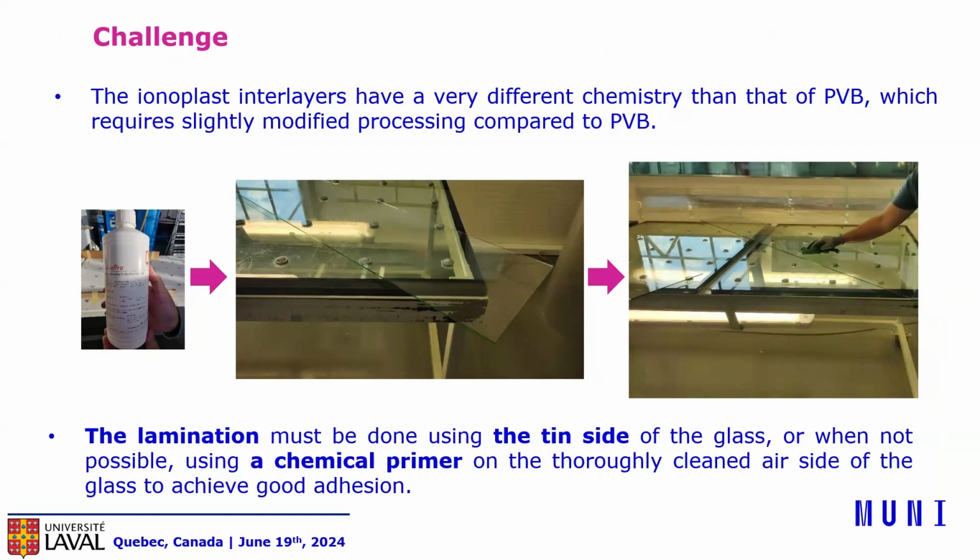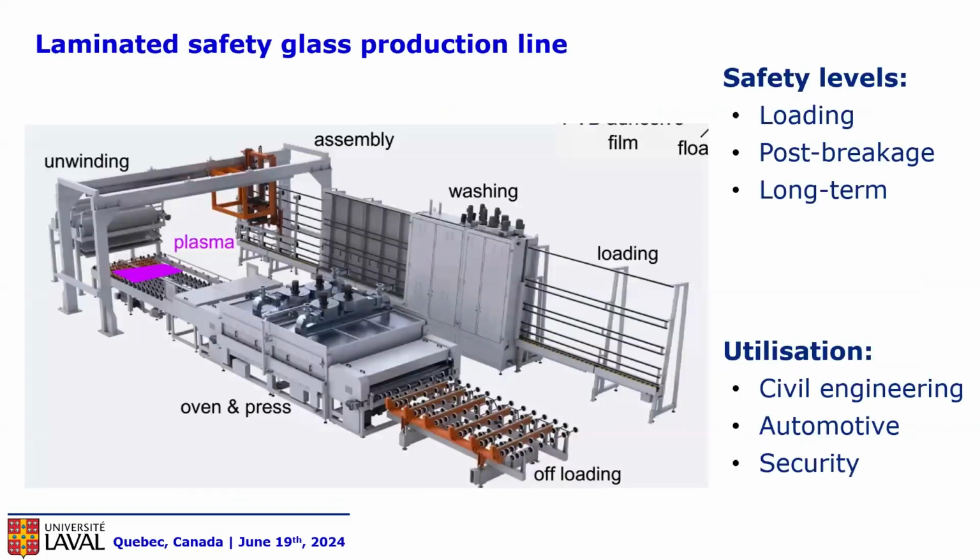And the main problem is when you have to prepare multi-layer laminated glasses, because in this case the plate in the middle must be used on both sides, thin and air side. So here you can see the primer, which is normally used for the air side of the glass. This way it is put on the surface, and we were investigating replacing this primer with plasma technology.